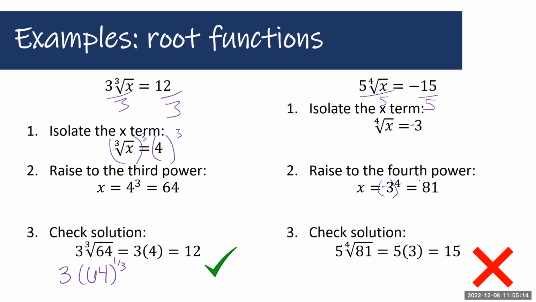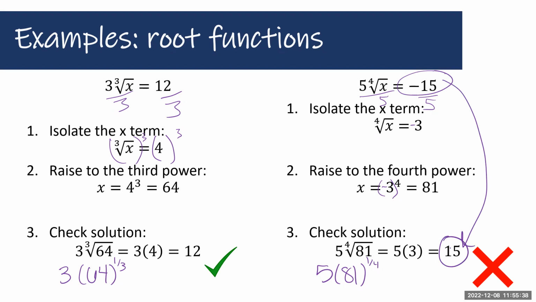Now we can check our solution. If we let x equals 81 and we type in our calculator 5 times 81 to the 1/4, that is going to give us 15. 15 is not the same as -15. So that is not our solution. So this is not a viable solution. In fact, there's no solution to this equation.